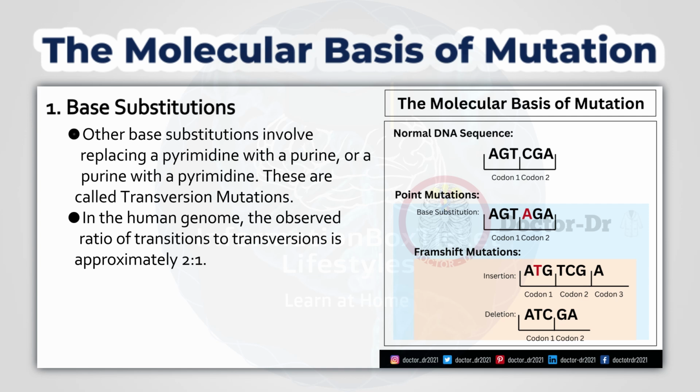Base analogs can also induce structural distortion. These are compounds similar in structure to normal DNA bases, allowing them to be taken up by cells, converted into deoxynucleotides, and incorporated into DNA during replication. However, because of subtle structural differences, base analogs mispair inappropriately. For example, 5-bromouracil, an analog of thymine, can mispair with guanine, leading to mutations.